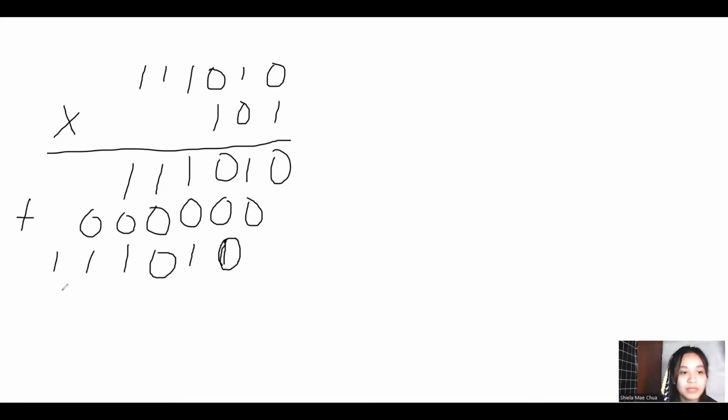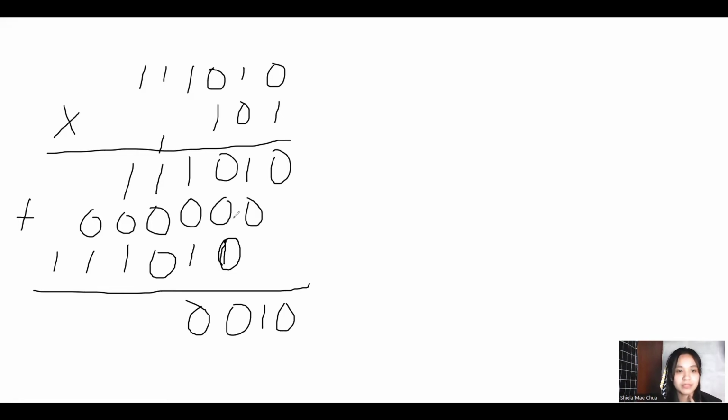So now let's perform the addition. Let's bring down 0 here. Then 1 plus 0 is 1. 0 plus 0 plus 0 is 0. 1 plus 0 plus 1 is 1, 0. 1 plus 1 plus 0 plus 0 is 1, 0. And 1 plus 1 plus 0 plus 1 is 1, 1. 1 plus 0 plus 1 is 1, 0. And 1 plus 1 is 1, 0. So our answer is 100100010.